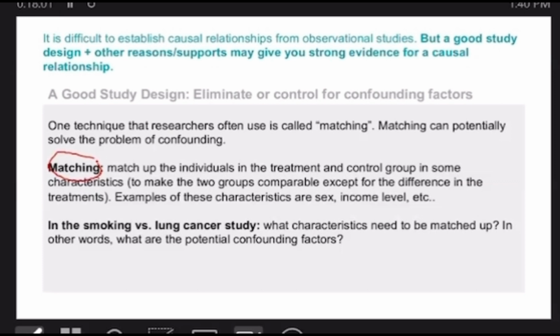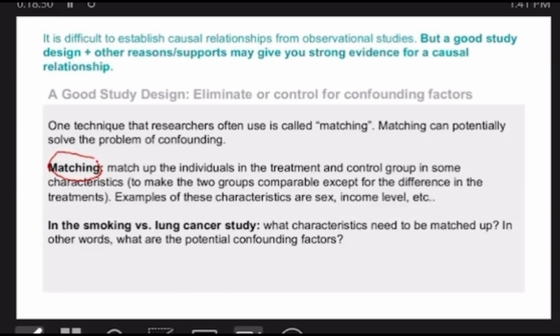Now, another example. Is there anyone who needs clarification on how matching works? Okay, you understand that? Another example is when you're looking at the effect of exercise on maybe cardiovascular health. When I talk about cardiovascular health, maybe I'm talking about blood pressure level or cholesterol level.